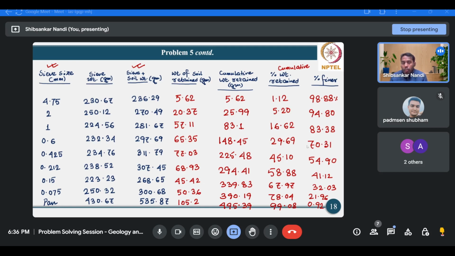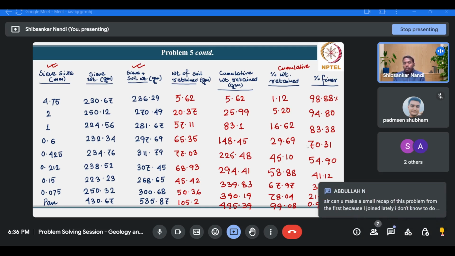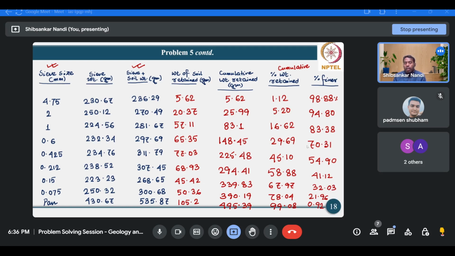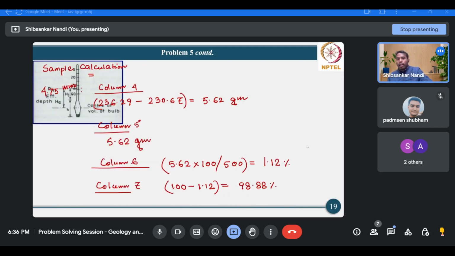So we now have to calculate this type of data, particle size versus percentage finer, for the hydrometer analysis as well. Otherwise the grain size distribution curve will be incomplete. So for getting a complete grain size distribution curve, we now have to proceed with the hydrometer analysis part.